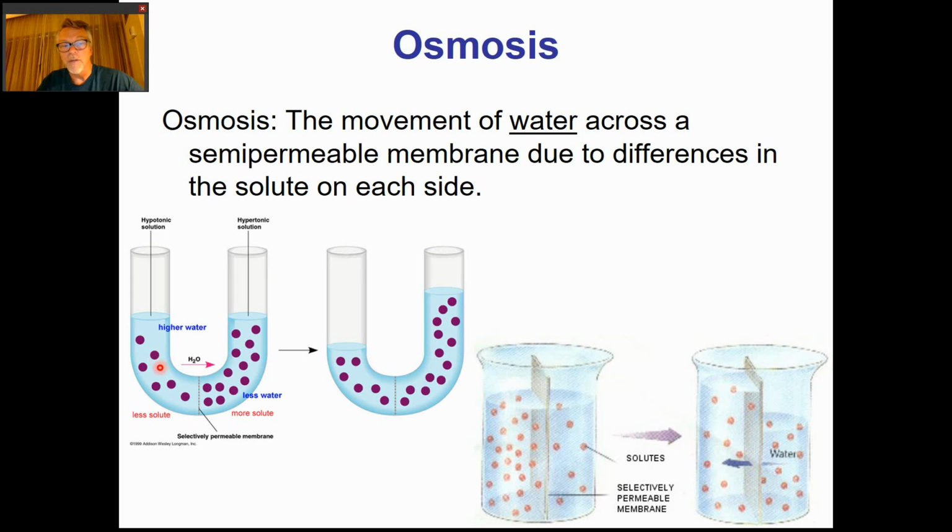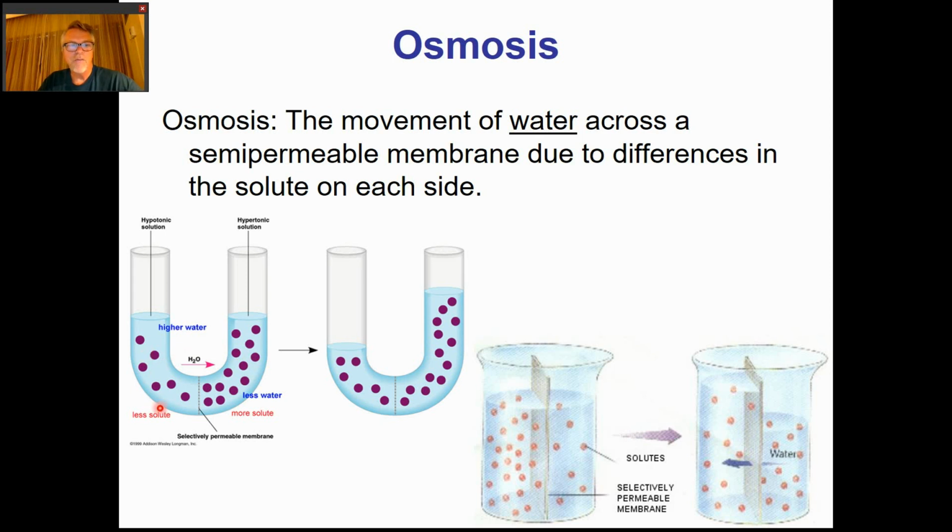What that means is since it's the same volume, but on the left side there aren't very many purple dots, that means there are more water molecules on the left side than there are on the right. Why? Because on the right side, more of the space is filled up with purple dots. So there's less room for water molecules over here. So the right side here has less water than the left side.